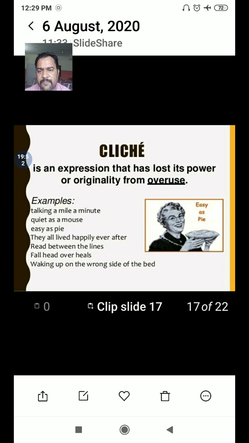Fall head over heels, to fall in love with someone suddenly. Waking up on the wrong side of the bed, that means to have a bad mood, waking up in a bad mood. So all these are examples of expressions which have lost their originality because they are used over and over again and again.